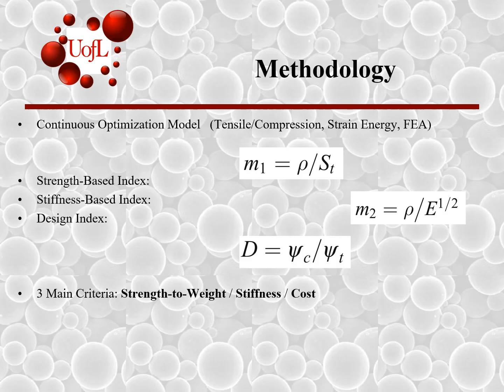The materials surveyed use three main criteria: strength to weight, stiffness, and cost. Some materials considered on this are concrete, wood, aluminum alloys, and low alloy steels.